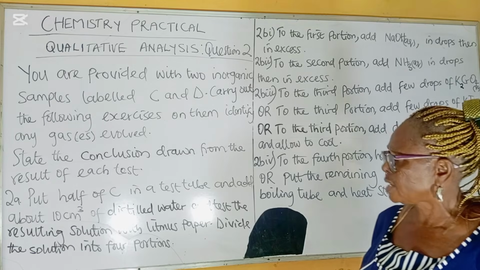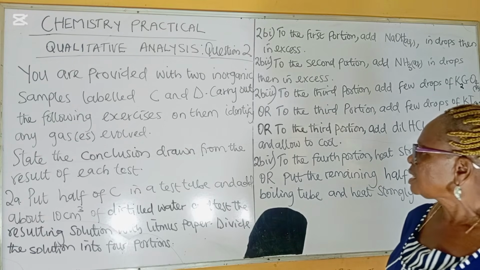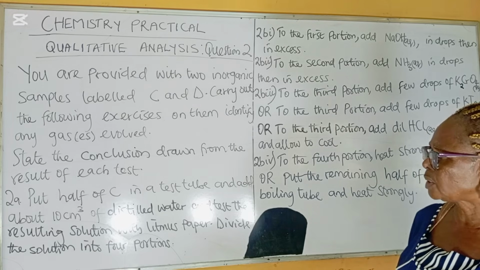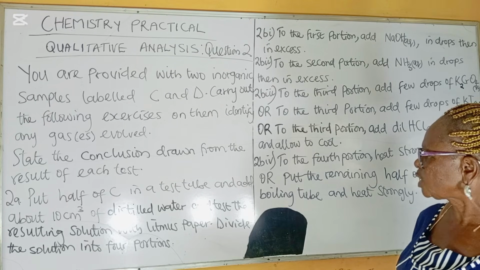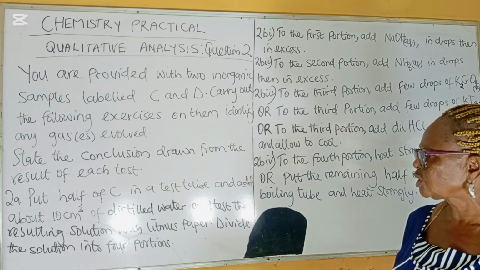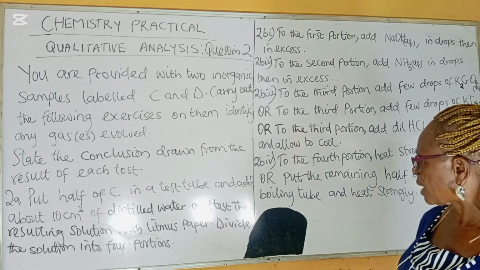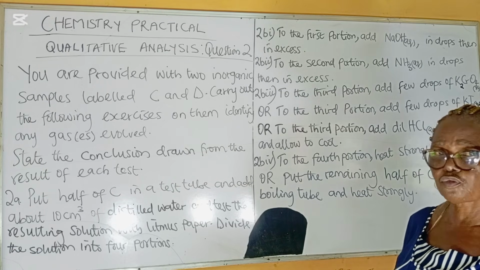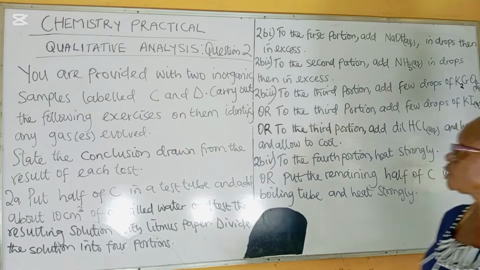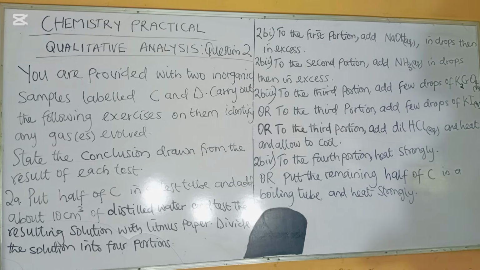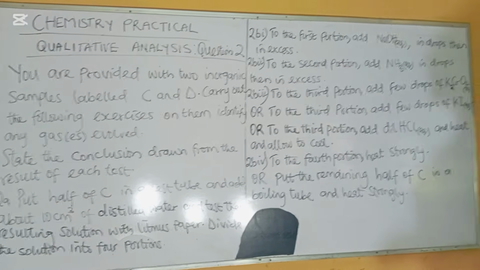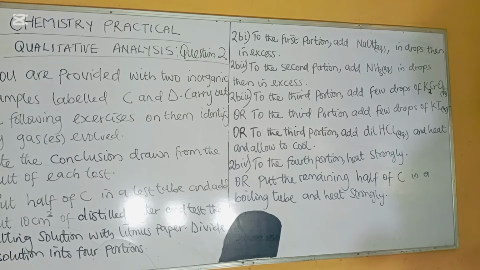Then question 2A. Put half of C in a test tube and add about 10 cm cube of distilled water and test the resulting solution with litmus paper. Divide the solution into 4 portions. Then 2BI. To the first portion, add sodium hydroxide in drops, then in excess. Then 2BII. To the second portion, add aqueous ammonia in drops, then in excess.